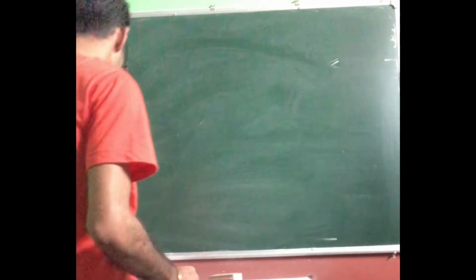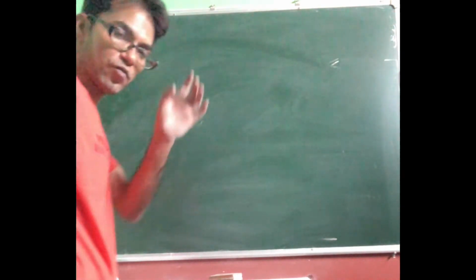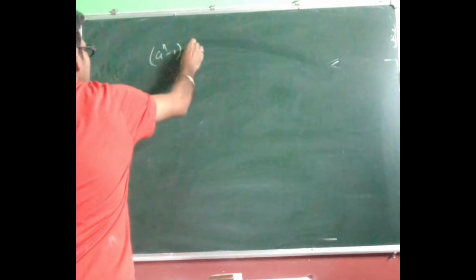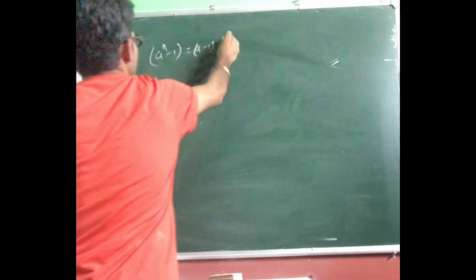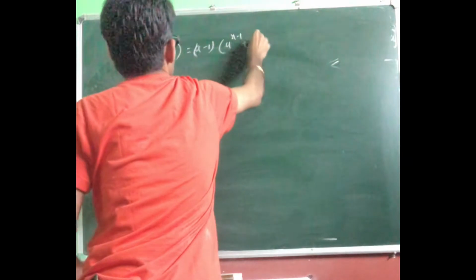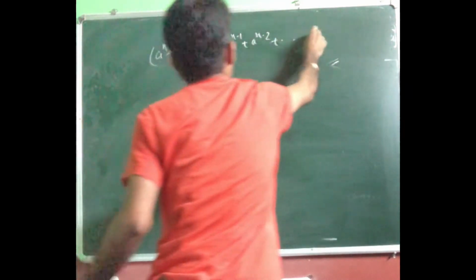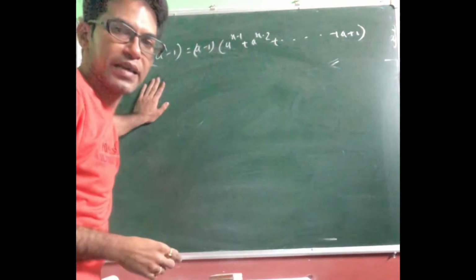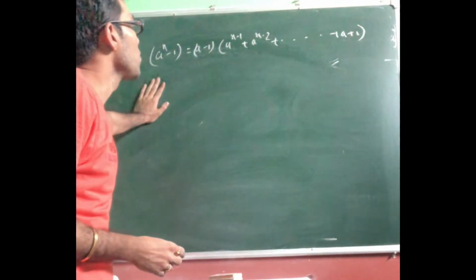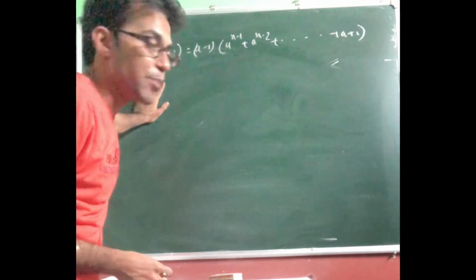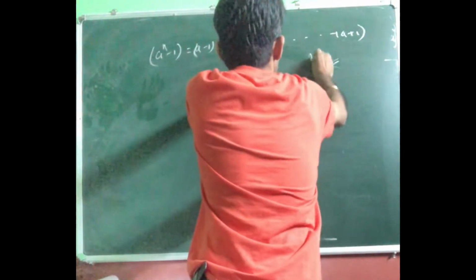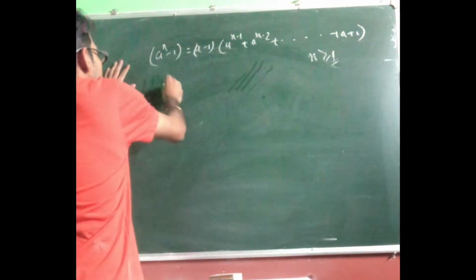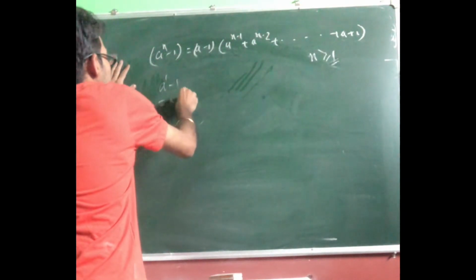We'll look into the next problem, which is a to the power n minus 1 is equal to (a minus 1) times (a to the power n minus 1 plus a to the power n minus 2 all the way to a plus 1). We need to prove this statement using induction. In order for me to prove this statement using induction, I need to look at the base case. This particular statement is valid for n greater than or equal to 1. So the base case is 1. So a to the power 1 minus 1 is a minus 1.